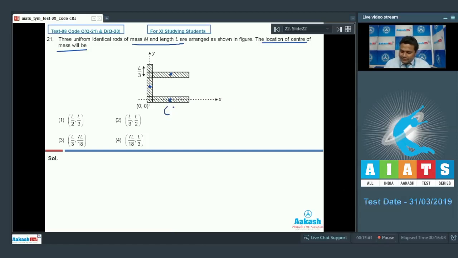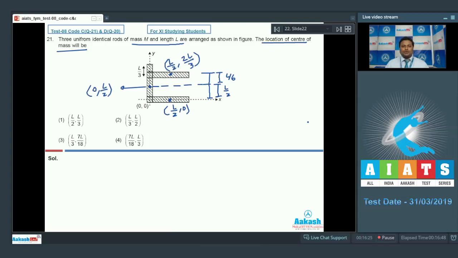For this point, coordinates will be L by 2, 0. Why coordinate 0? Because it is lying on the x-axis. For this, x coordinate will be 0, y coordinate L by 2. And for the third rod, x coordinate will be L by 2 undoubtedly, but y coordinate will be what? This length will be the y coordinate. Now that will be what? This is L by 2 and this will be L by 6. So the y coordinate will be L by 6 plus L by 2. That gets you 2L by 3.